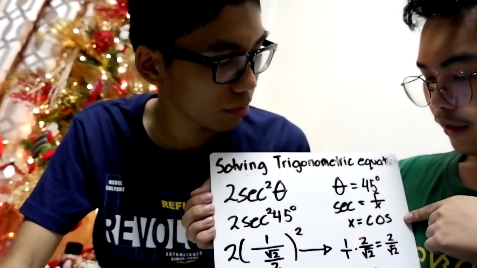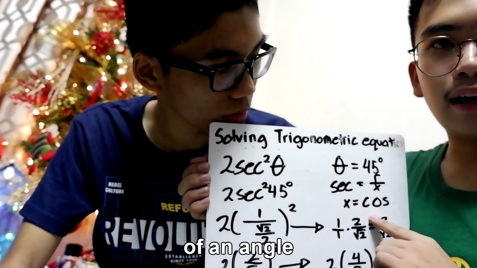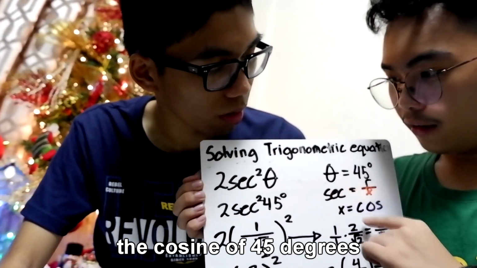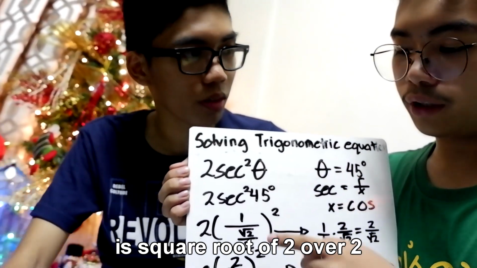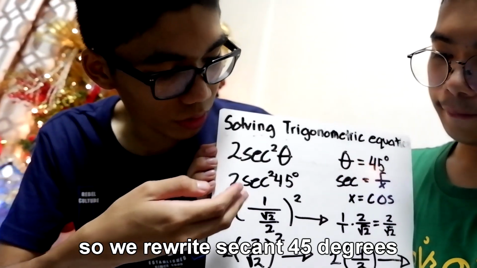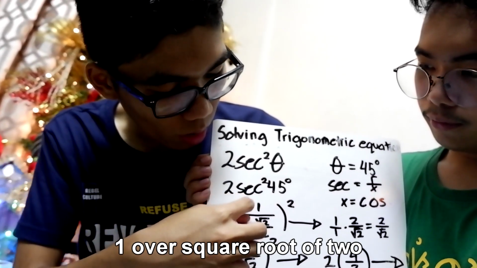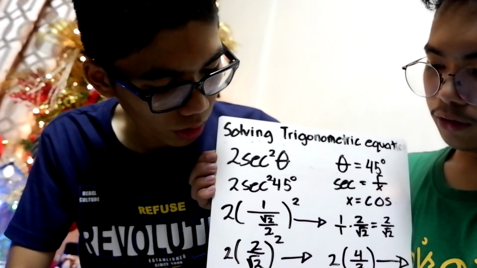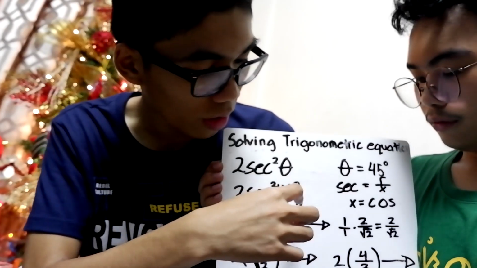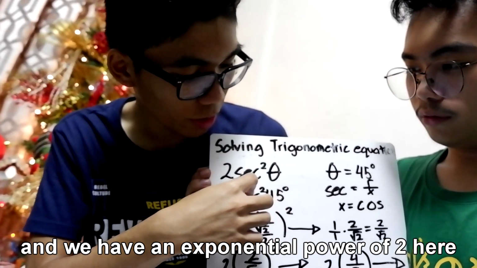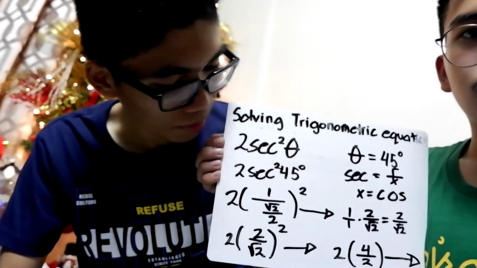And x, we know that x is the cosine of the angle. So the cosine of 45 degrees is square root of 2 over 2. So we rewrite secant 45 degrees into 1 over square root of 2 over 2, and we have an exponential power of 2 here, so we copy that into squared there.